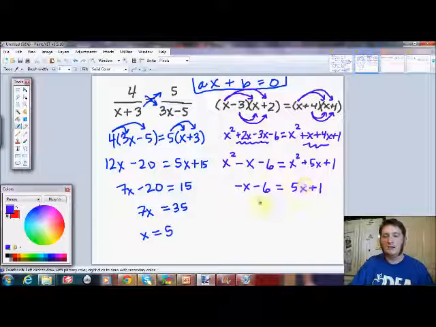Let's add x on both sides, because I want to avoid the negative. So add x, we get 6x plus 1. Subtract 1 on both sides. Divide by 6, we would get negative 7/6. It's equal to x. Symmetric property will let us turn that around.